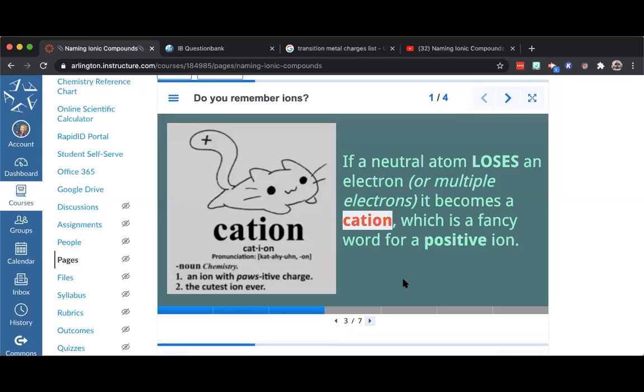So when you lose an electron or more than one electron, you become a cation, which is positive, and then here's the little meme over here. It's got the little definition of what's a cation, and it says an ion with positive charge, okay? Because cats have paws, and cations are positively charged. So that's a little thing to help you remember them.